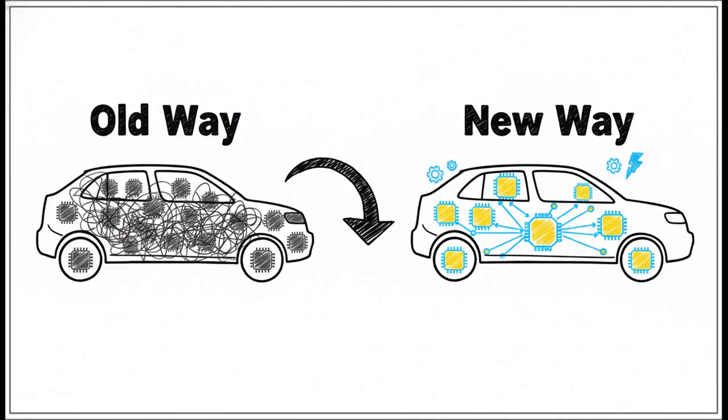Well, the whole architecture of cars is changing. We're moving from having dozens and dozens of little separate electronic brains to these smarter, consolidated zonal controllers. And RISC-V is perfect for this because its flexible design can be used for everything from simple window controls to the complex central computers.